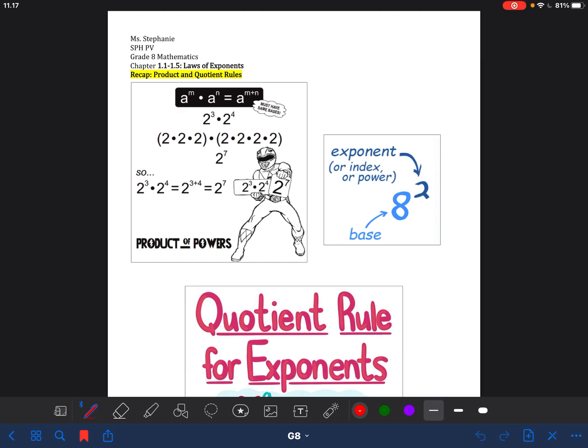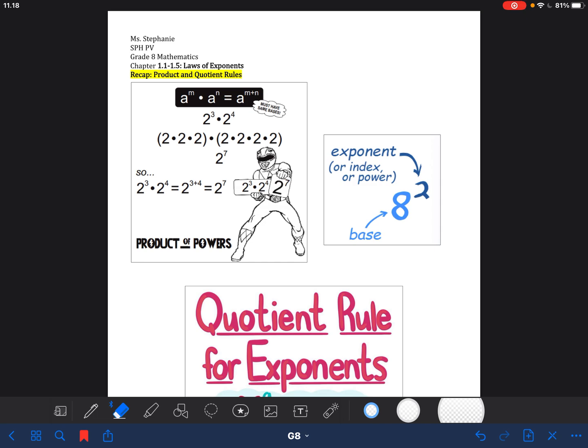Hey, grade 8. So today we'll talk about the rest of the laws of exponents. I want to refresh your memory from the product of powers and quotient rule for exponents. We know that an exponent looks like this, 8 to the power of 2 or 8 squared, 8 being the base, and the exponent or the power or the index is the 2. Just a refresher.